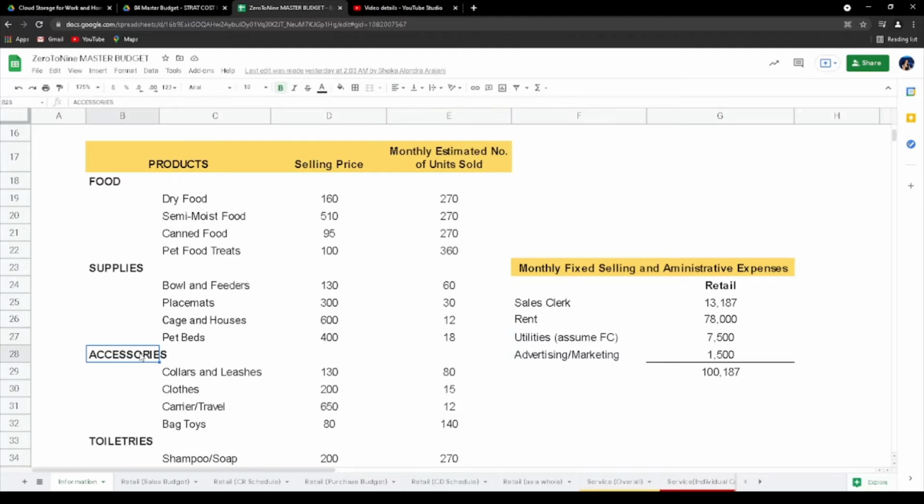Third category under products is the accessories. We have here the collars and leashes, clothes, carrier or travel bags, and bag toys. First is the collars and leashes with 130 as the selling price and 80 as the monthly estimated number of units sold. Second is the clothes with 200 as the selling price and 15 as the monthly estimated number of units sold. Carrier or travel bags with 650 as the selling price and 12 as the monthly estimated number of units sold.